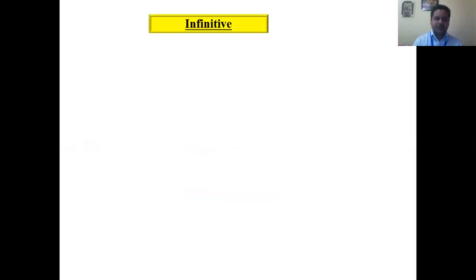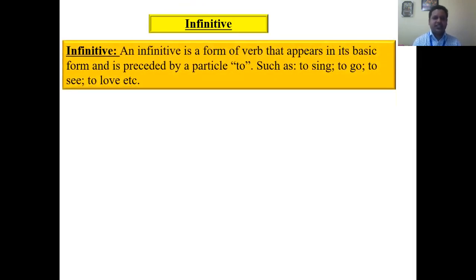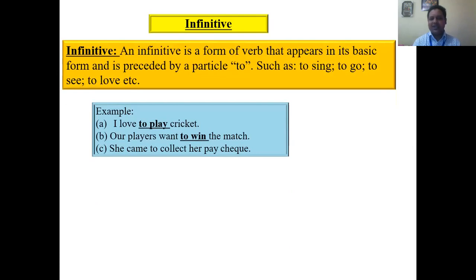So, infinitive. Now we will know about infinitive. What is an infinitive? An infinitive is a form of verb that appears in its basic form and is preceded by the particle to, such as to sing, to go, to see, to love, etc. Examples: I love to play cricket. Our players want to win the match. She came to collect her paycheck. To play, to win, to collect are examples of infinitive here. To plus verb 1, the base form of the verb.